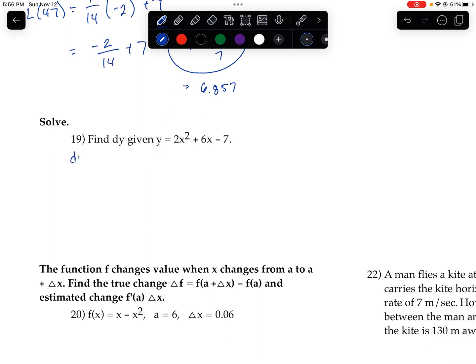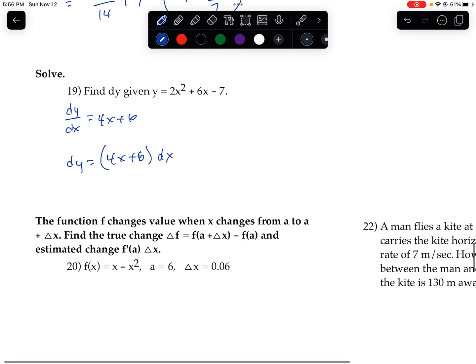Okay, find dy given this right here. So I know dy/dx would be equal to 4x plus 6. So dy would be equal to 4x plus 6 times dx. And there you go, there's differential y.